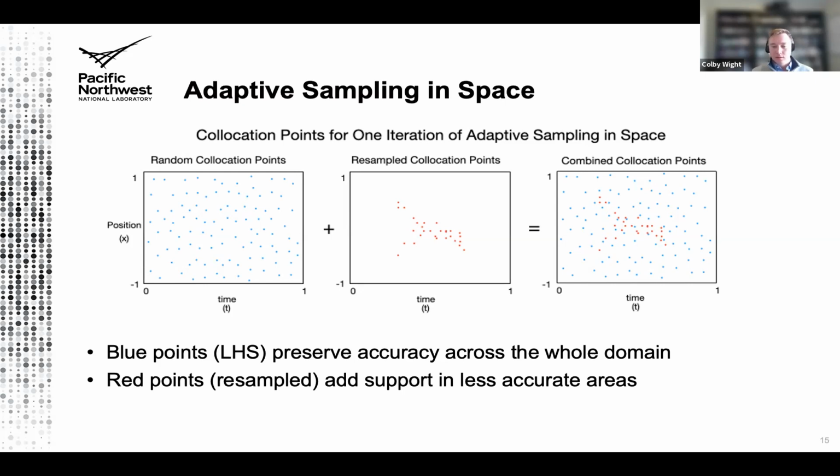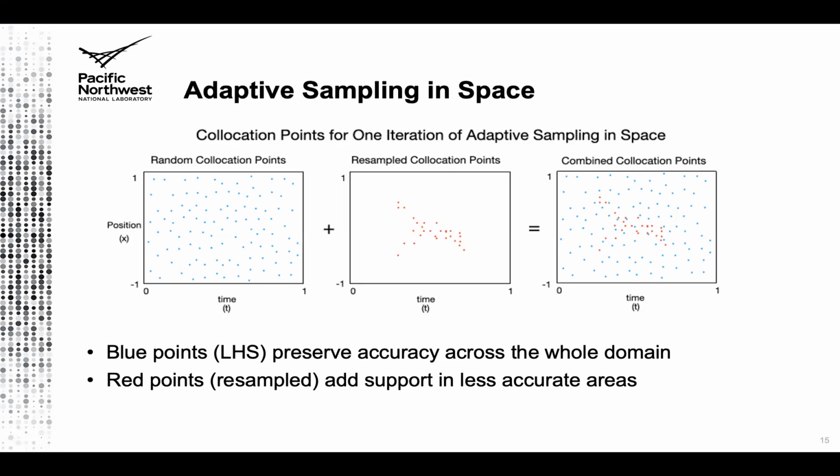And the idea here was that these blue collocation points helped to enforce that the solution was still learned well across the entire domain, while these adaptive points allowed us to focus more on different areas at different iterations that were not being learned well.